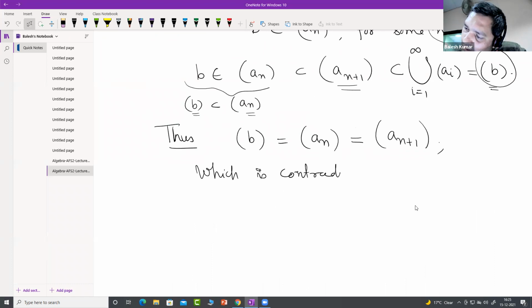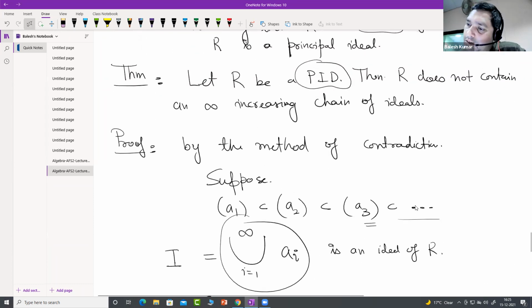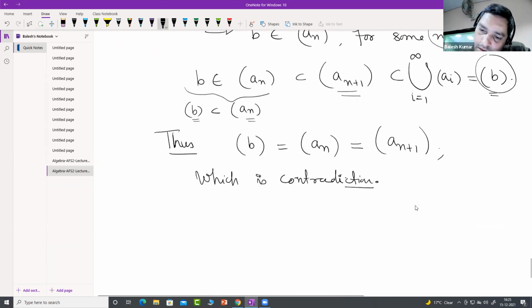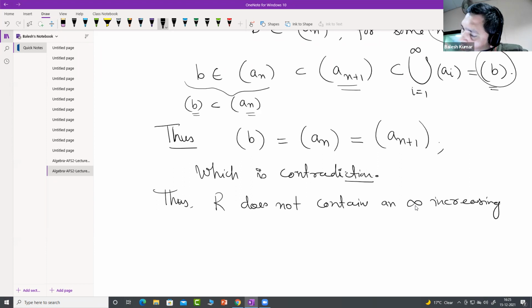If we get a contradiction, that means we have done something wrong, and that wrong thing was in the very initial stage, where we assumed that we have an infinite increasing chain of ideals. Thus R does not contain an infinite increasing chain of ideals, and hence this proves this proposition.